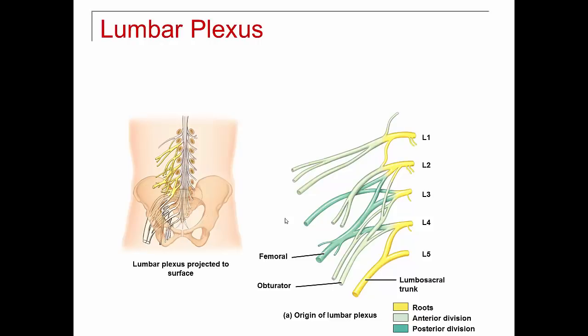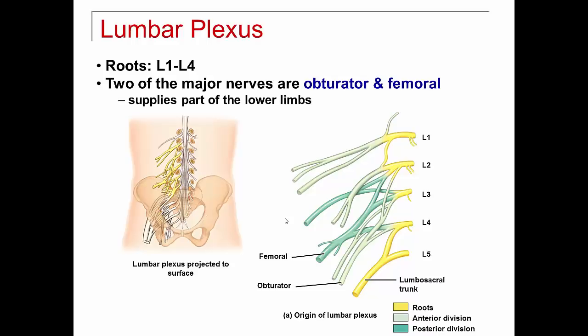The lumbar plexus doesn't have as much mixing as the brachial plexus. It has ventral rami originating at levels L1 to L4. The major nerves of the lumbar plexus are the femoral and obturator nerves. These supply the lateral abdominal walls, the external genitals, and parts of the lower limbs.